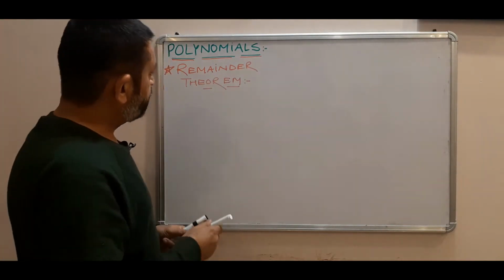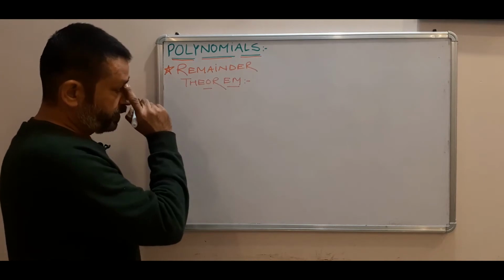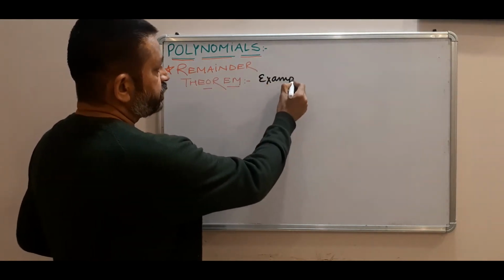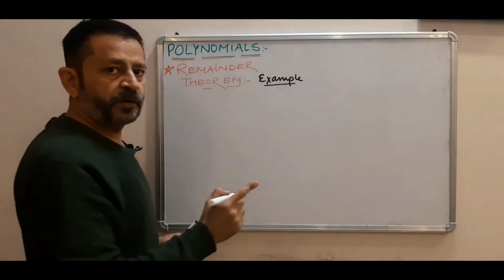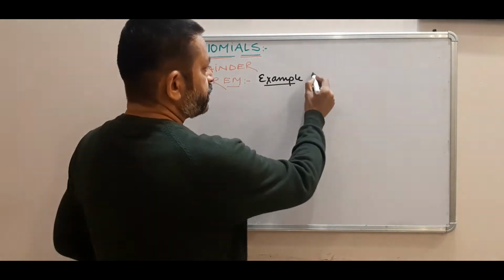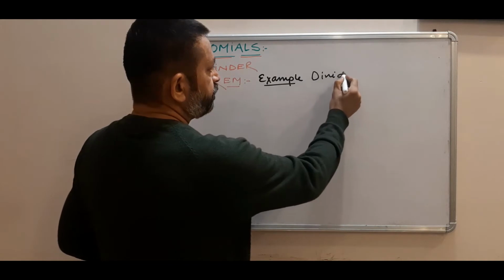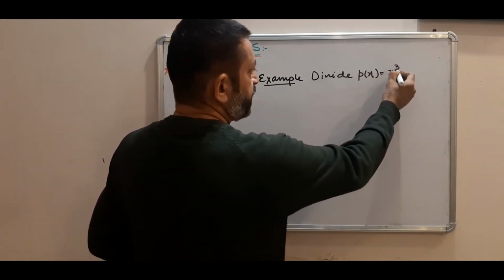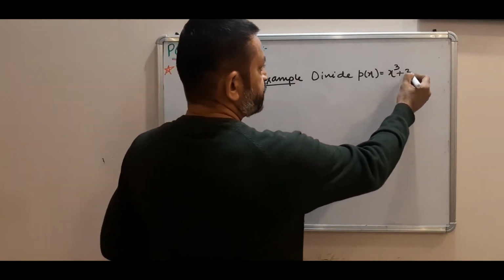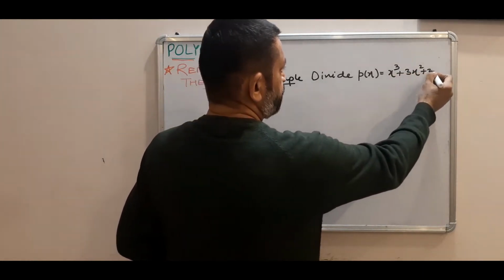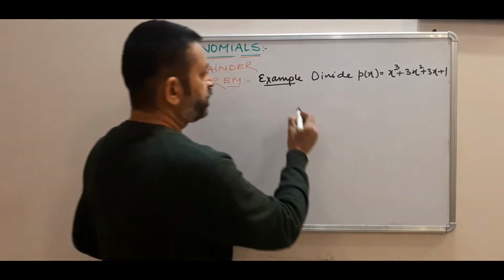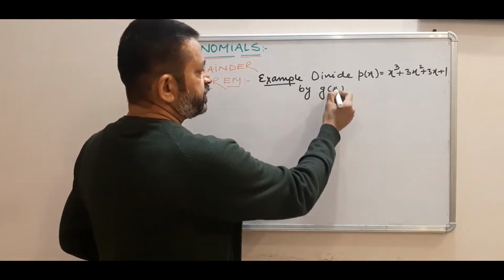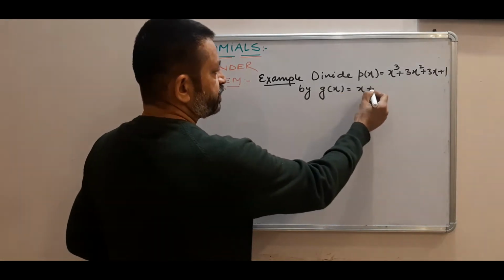Before we begin with this remainder theorem, we'll discuss division of polynomials. So we'll take one example. Divide p(x), which is x cube plus 3x square plus 3x plus 1, by another polynomial g(x) is equal to x plus 1.